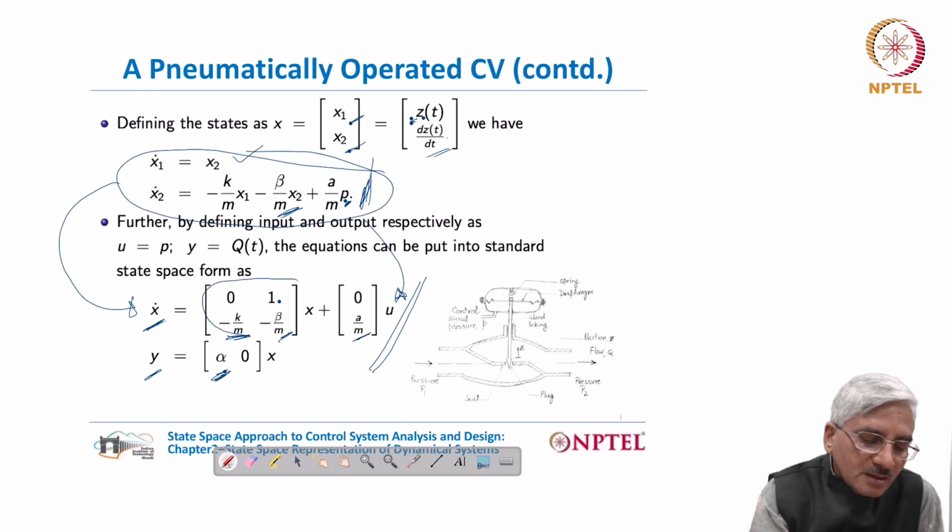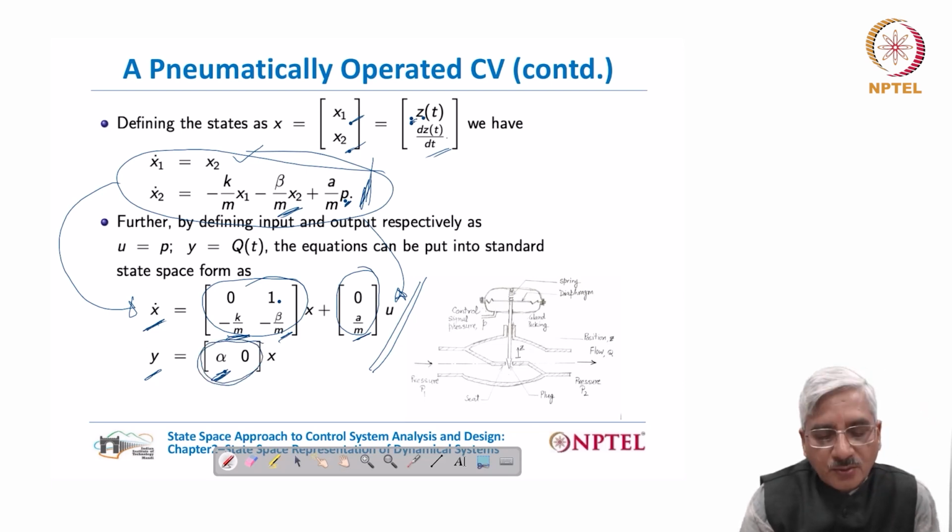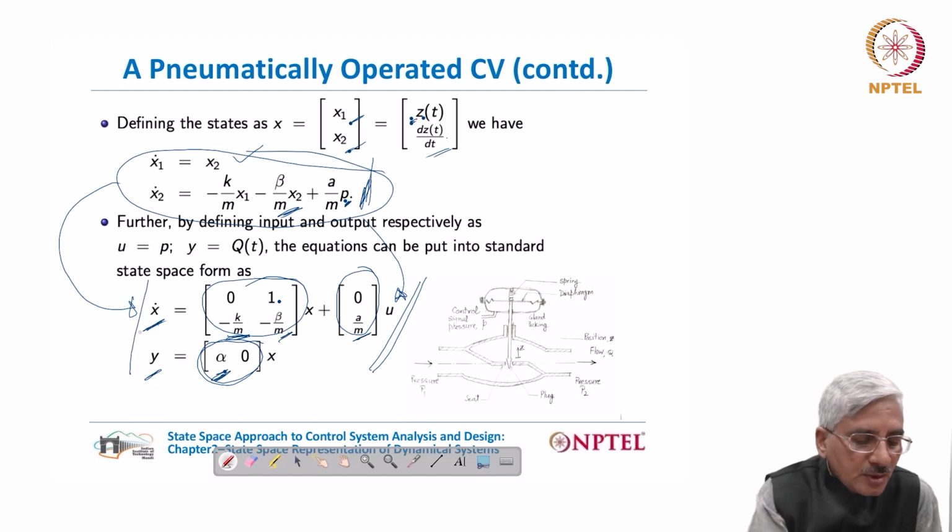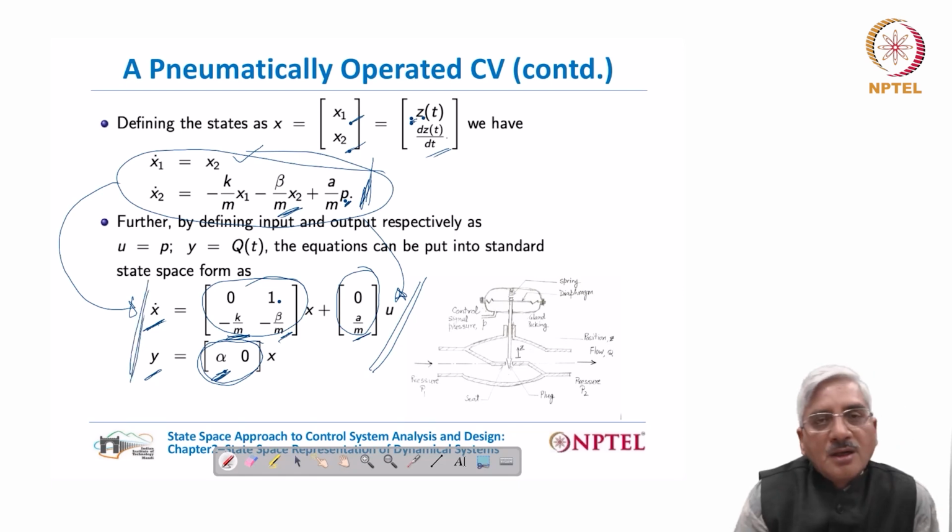So this is the matrix A, a 2 by 2 matrix. This is the matrix B, a 2 by 1 matrix. And this is the C matrix, the output matrix, a 1 by 2 matrix. And these two equations represent the model of the valve in the standard state space form.